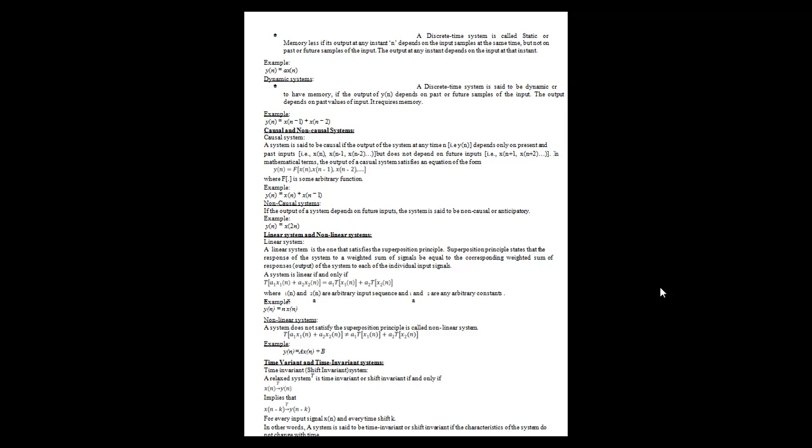arbitrary constants. So for example, y of n is equivalent to n into x of n. If a system does not satisfy the superposition principle, then we say that it is a non-linear system. For example, y of n is equivalent to a into x of n plus b.